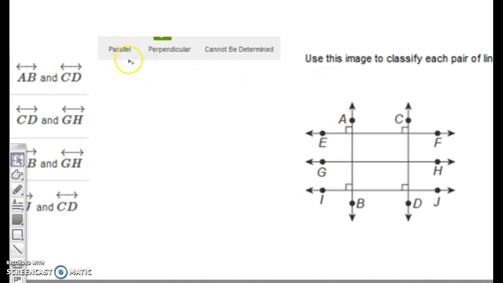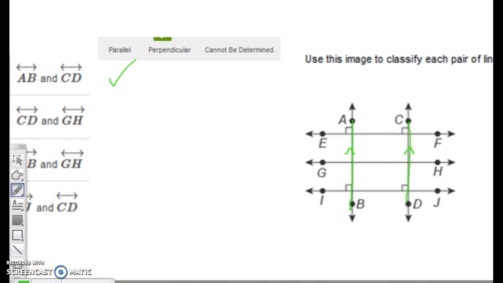So we want to classify each of these. So the first one says AB is something to CD. All right, so let's look and see what information we have. I can see that both of these green lines intersect line EF, and I can see that both of those green lines intersect at the same angle. So I have enough information to prove that those are parallel lines. I'm going to go ahead and mark those.